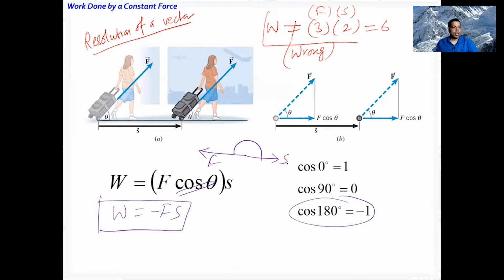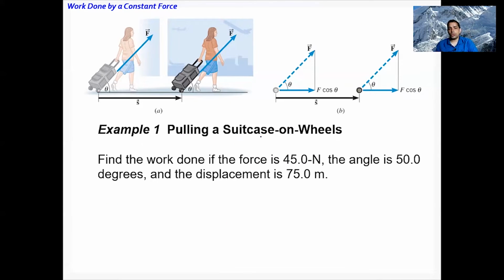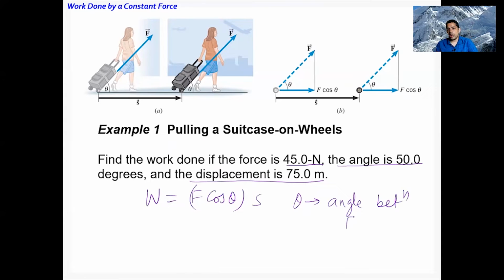Okay, let's do an example here. Pulling a suitcase on wheels. Find the work done if the force is 45 Newton, the angle is 50 degrees, and the displacement is 75 meters. So what is the work done? Work done is F cosine theta times S. What is theta? Theta is the angle between F and S. It's very easy. This theta is the angle between S and F, so keep that in mind.